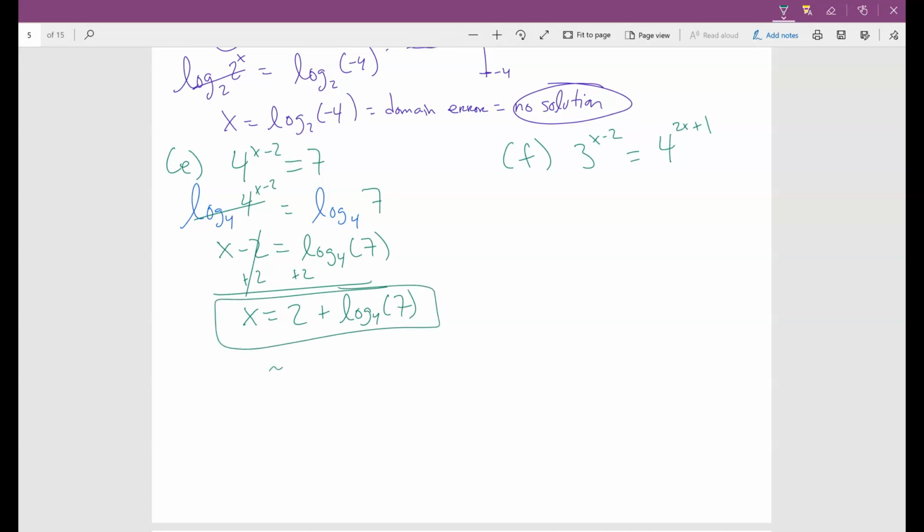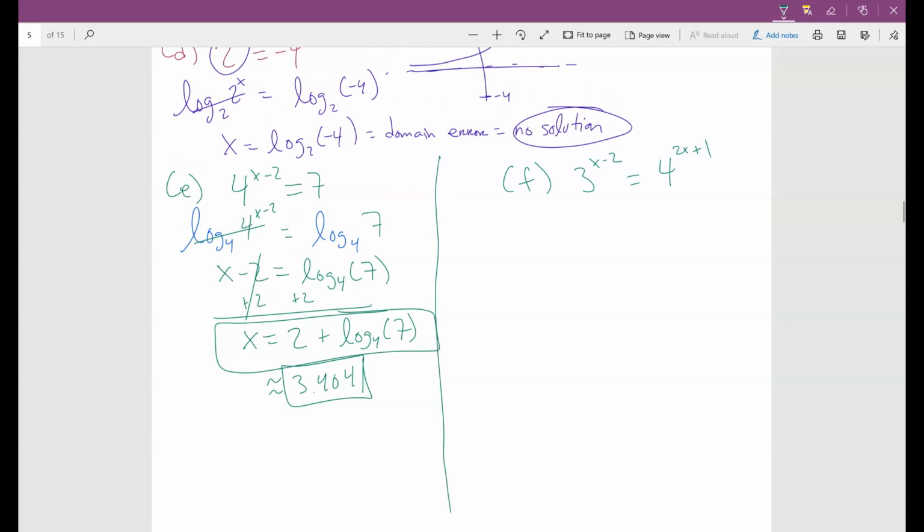Do not add the 2 and the 7, because the 7 is inside the log, where it's being protected. Now, if you want to go ahead and find the approximation, it's going to be 2 plus log base 4 of 7. This is going to give me 3.404. That's the approximate answer. All right, now this one.